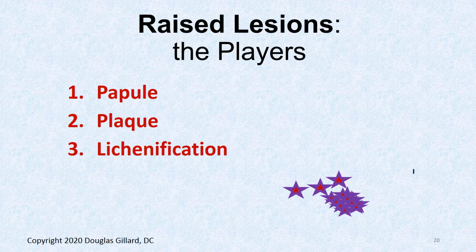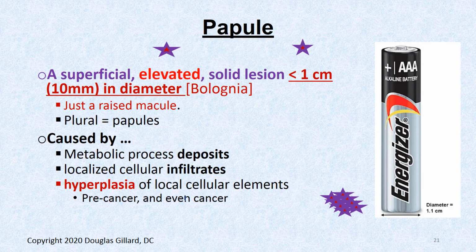How about the raised lesions? So very simple. We got a papule, a plaque, and then we got a new one, lichenification. So let's take on the papule first. This is an elevated lesion that's less than 1 centimeter in size. So it's really just a macule that's not flat. You can think of it as that, a macule that's not flat.